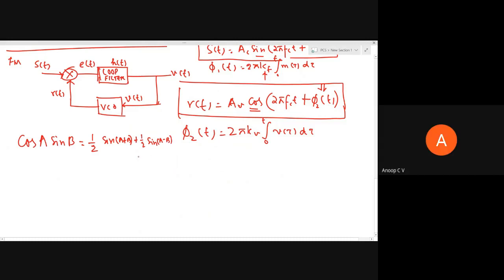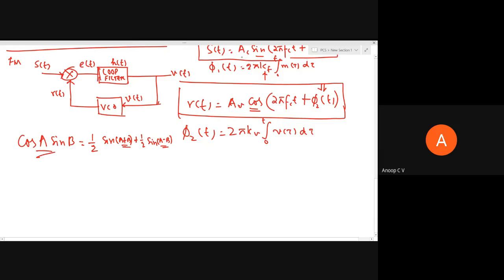This is why I've told two conditions. One is that when the control voltage is 0, the frequency of oscillation should be equal to f_c. The second condition is that they should be 90 degrees out of phase. This is why we assume the VCO output and S(t), the carrier, are 90 degrees out of phase, so that when we multiply, we get sine of the sum and difference angles.